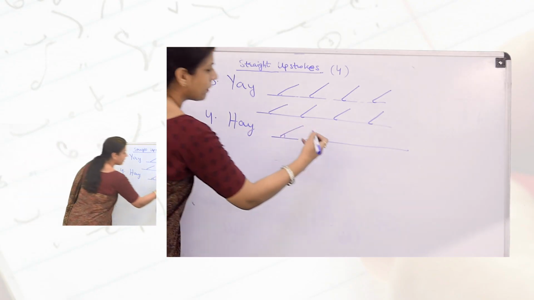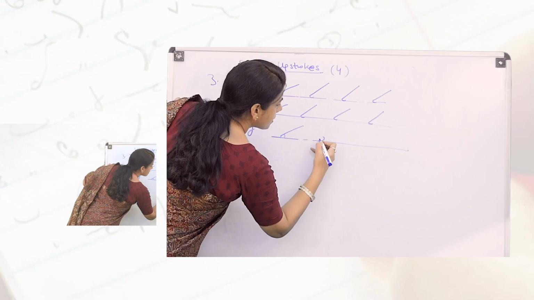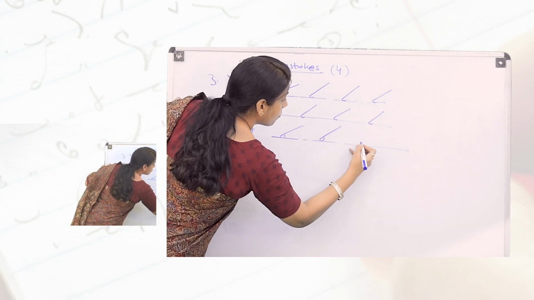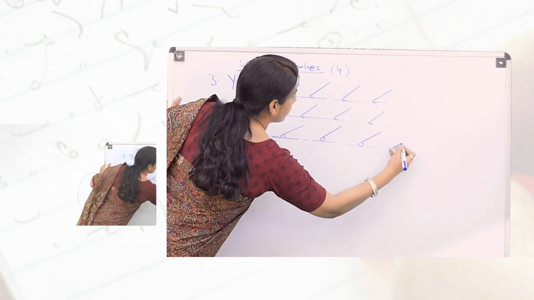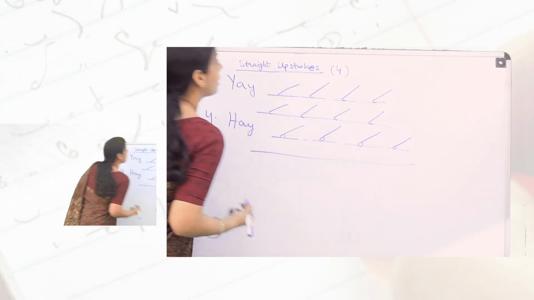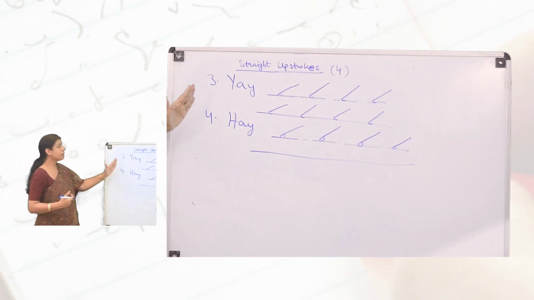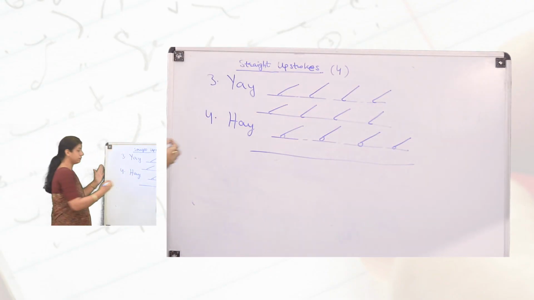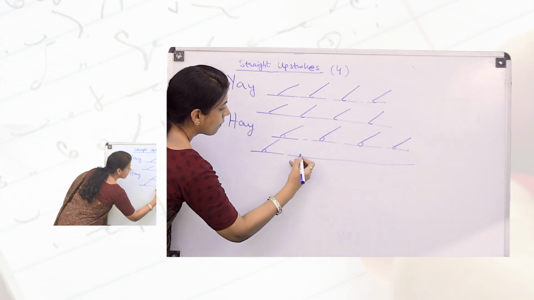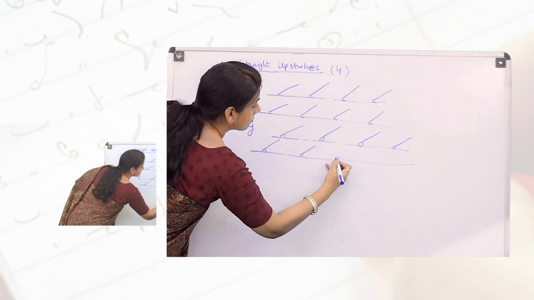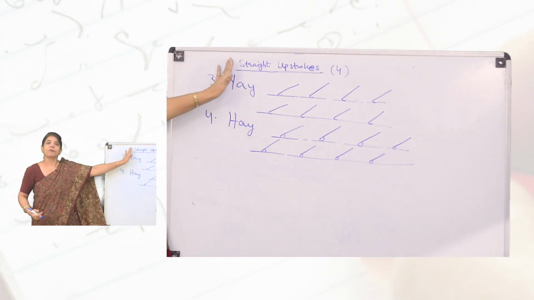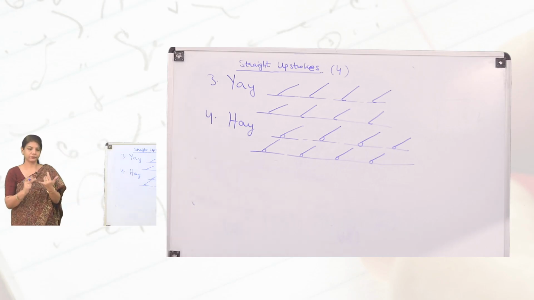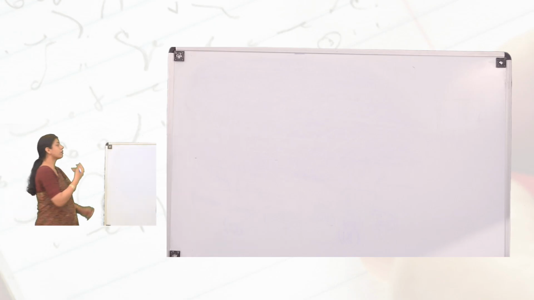I'm making it again. Please see it again here. And again make sure that when you are giving a pause here, this line should be straight. Why am I focusing on this point again and again? Because straight upstroke means that it is based on a straight line. So these are 4 straight upstrokes: re, ve, ye and he. Okay, now moving to curved strokes.